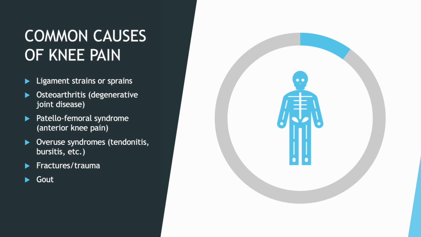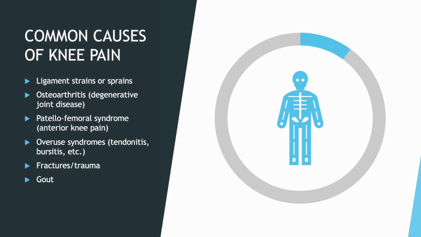Common causes: ligament strains or sprains, right? That can be from a slip and a fall, a work injury, exercising too heavily, sports, all types of things like that. Osteoarthritis, we talked about earlier, is essentially degenerative changes. Some of these other ones, patellofemoral syndrome, it's right at the front of the knee. Don't see that a ton. Overuse syndromes, tendonitis, bursitis. Anytime you see itis, it just means there's inflammation there. So either the tendons are inflamed, or the bursa, those shock absorbers, get inflamed.